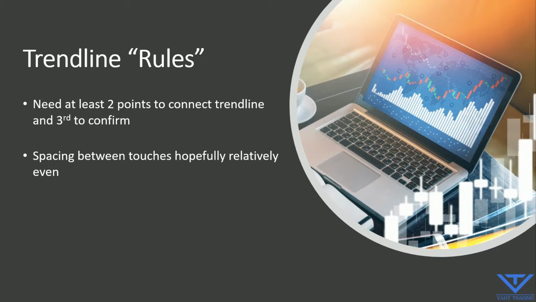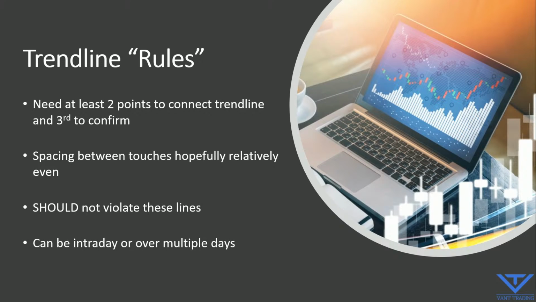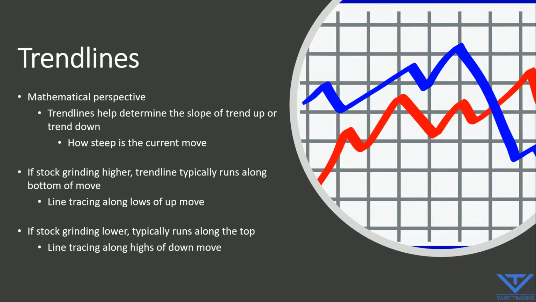The spacing of the touches would hopefully be relatively even. It should not violate these lines, but remember, there's computers out there, there's algos, HFTs, nothing's going to be perfect. It can be intraday or over multiple days, okay? So everyone should hopefully at least have an understanding of the concept of trend lines. The buyers are stepping back in at higher points. They're stepping back in quicker than before. They're anticipating a little quicker, or the sellers are overwhelming a little quicker than before, and they're slowly making lower highs. So understanding trend lines is going to be important.